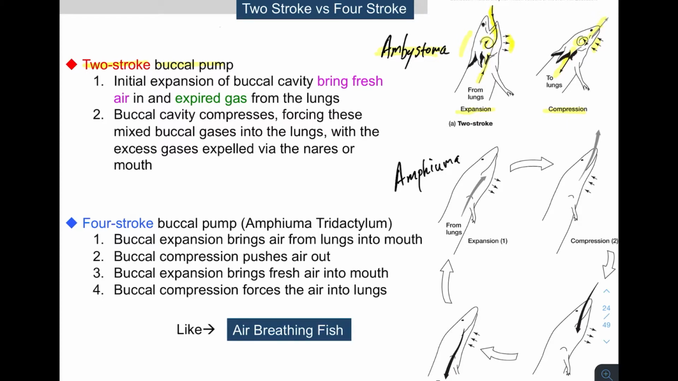And so let's see what a four-stroke buccal pump can do for us, for example, in Amphiuma. So the first thing that happens is an expansion phase of the buccal cavity. But what this does is that it brings air from the lungs into the mouth, and this is the expired air. So expired air is going to be richer in CO2 and lower in oxygen. So this expired air goes into the buccal cavity, into the mouth.